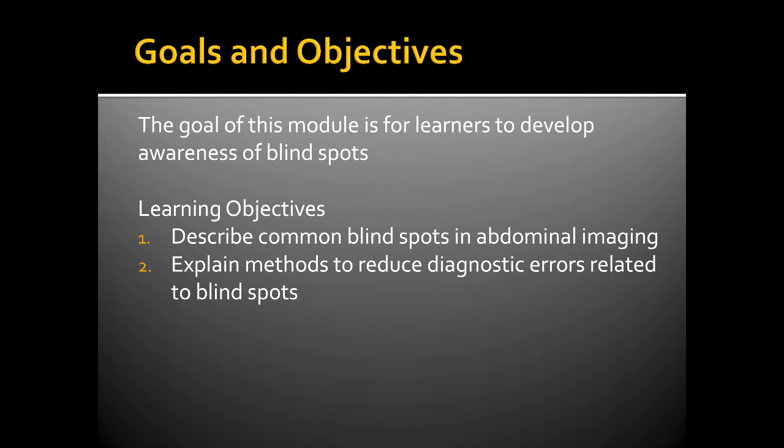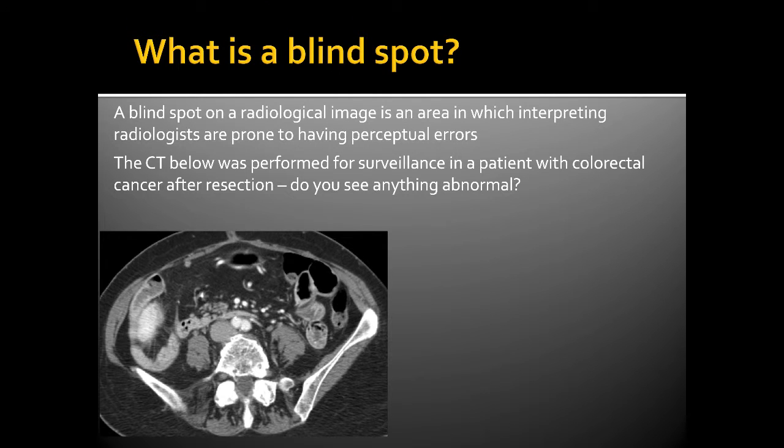The goal of this module is for learners to develop awareness of blind spots. The learning objectives are to describe common blind spots in abdominal imaging and explain methods to reduce diagnostic errors related to blind spots. A blind spot on a radiological image is an area in which interpreting radiologists are prone to having perceptual errors.